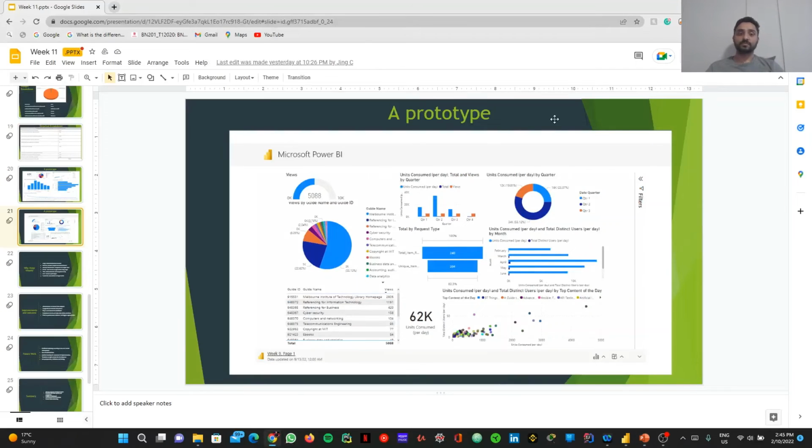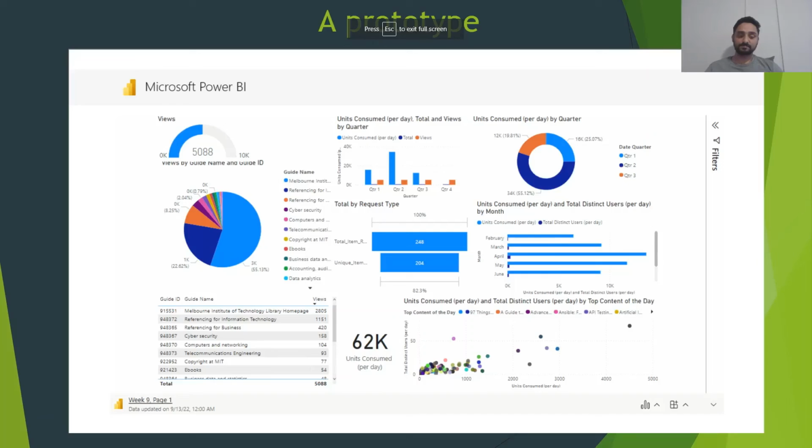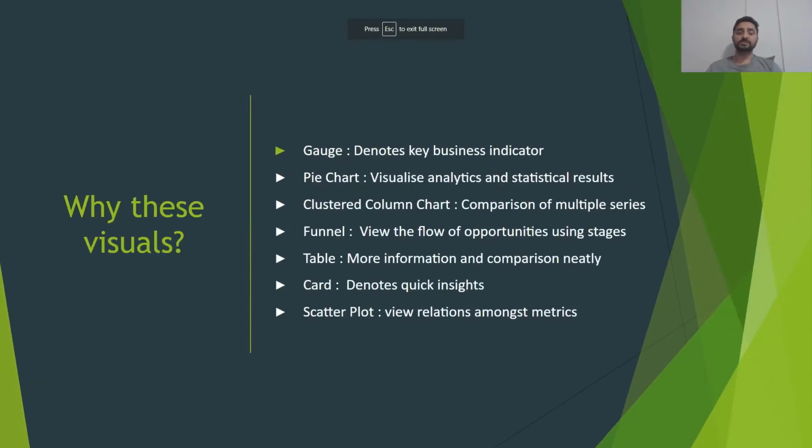Right, so if we get back to the slide, why are we using all these visuals instead of the other ones? Basically, using a gauge and pie chart differentiates a lot of information. First of all, let's talk about the gauge. Why are we using a gauge? Because it's a business indicator which denotes a key value, for instance in our case, showing the exact number of link clicks.